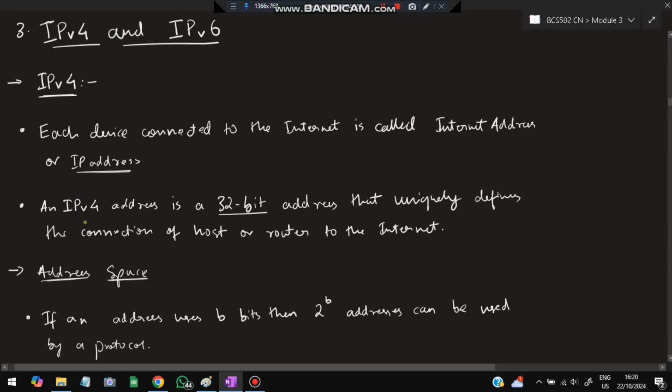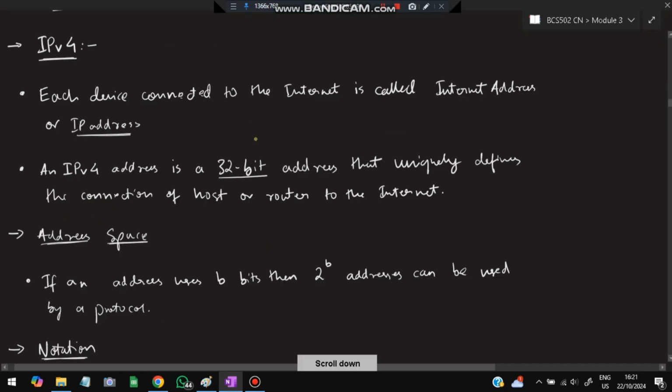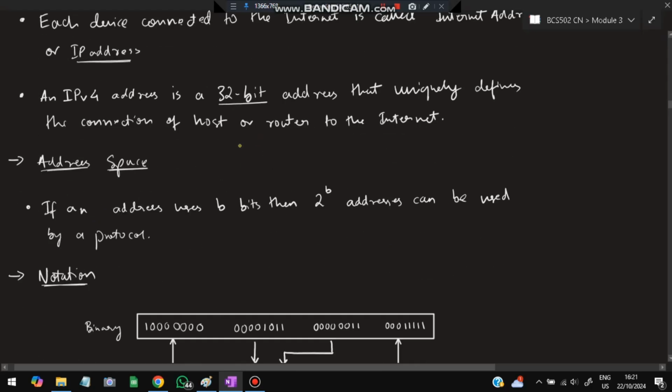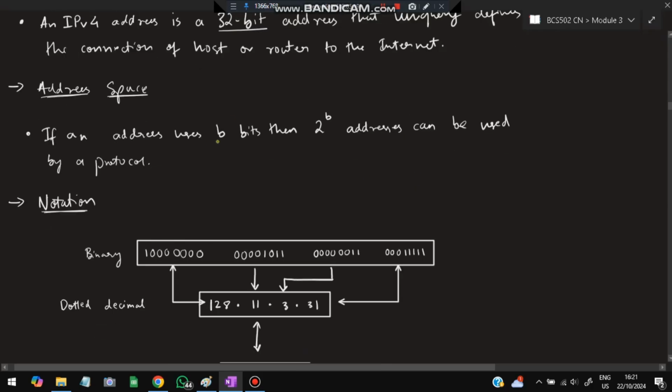The first version which was released is IPv4. It is a 32-bit address that uniquely defines the connection of a host or a router to the internet. So we used to use the 32-bit IPv4. And there are a few concepts here. Address space. What is an address space? If an address uses B bits, then 2 power B addresses can be used via the protocol. Understand carefully.